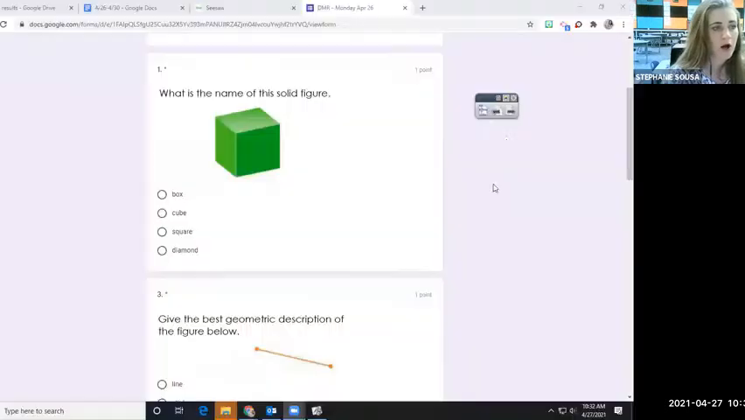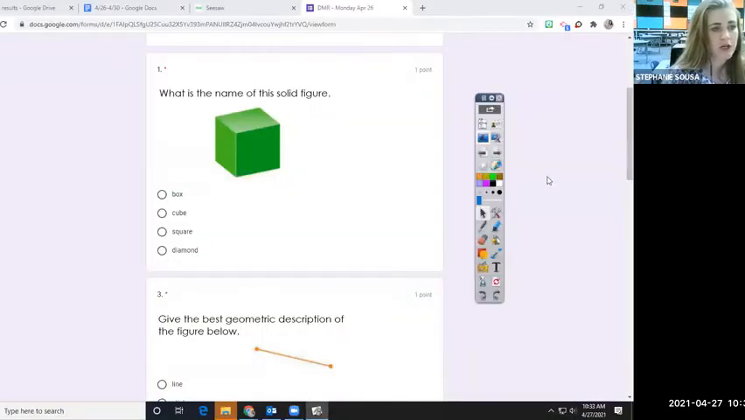Okay, you had some new skills on your DMR. The first skill was working on our geometry, recognizing the names of 3D and 2D shapes and figures. This shape right here is a cube.